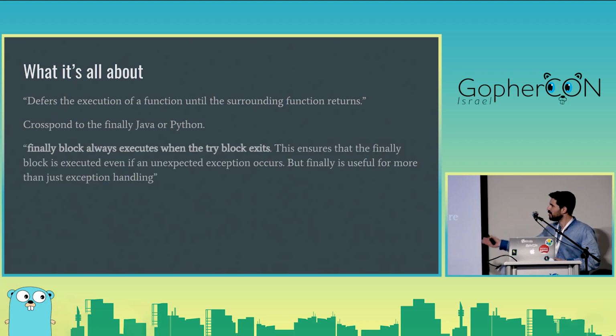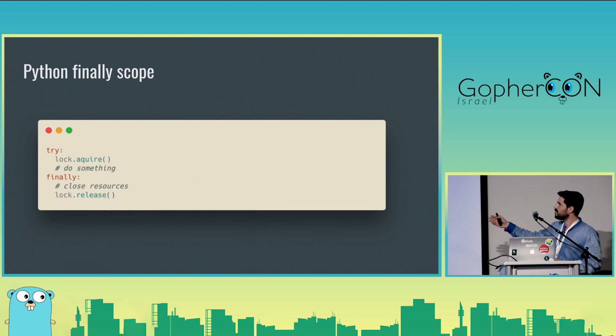Because we know that in Python, for instance, the finally belongs to the try block scope, right? And in Go, defer belongs to a function scope. Let's see what the difference is. For instance, here we have some Python code. We're trying to acquire some lock, then we try to release the lock in the finally block.